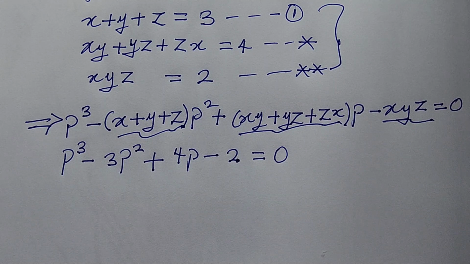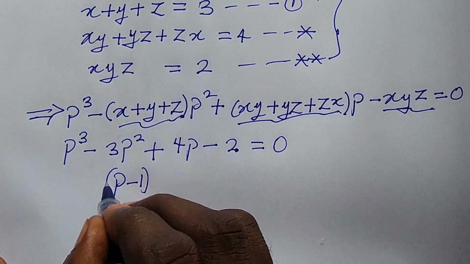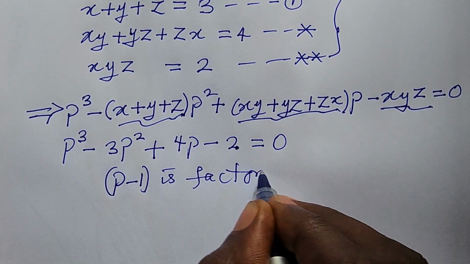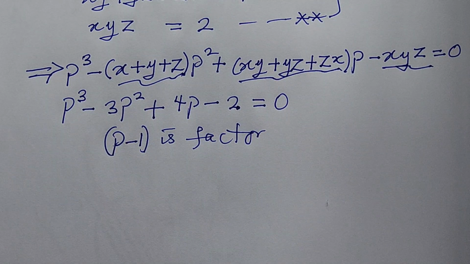So this is the polynomial equation I told you is going to be of third order degree, right? So how do we solve this polynomial equation? First of all, we use the trial by error method to get the first factor. And if you use the trial by error method, we're going to get P to be positive 1. In other words, P minus 1 is a factor of the above polynomial.